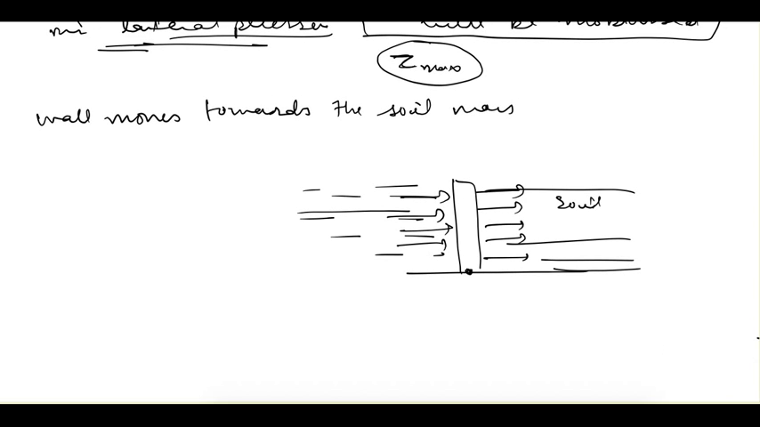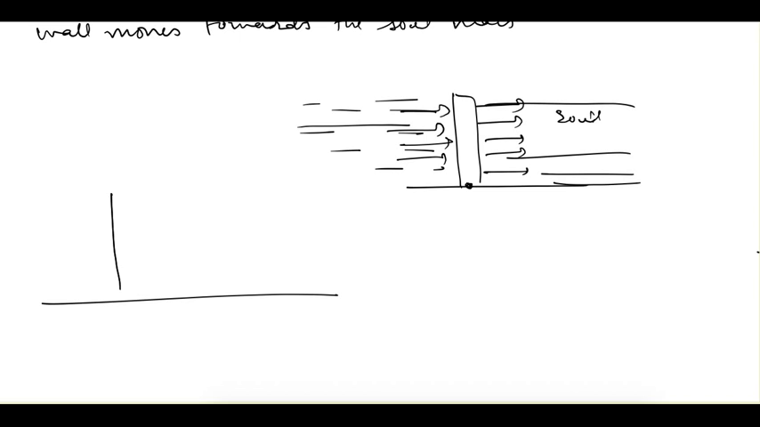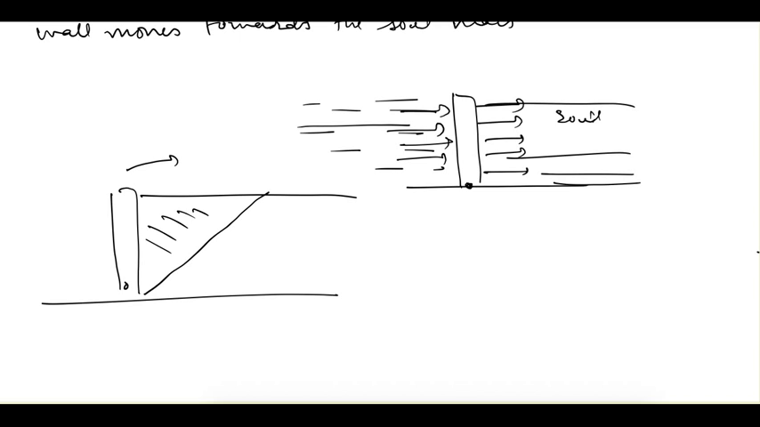So what happens in this case, this is the wall. When it tries to move towards the soil, again a shear plane develops in this soil. This mass of the soil is trying to move upward and outward. So this surface of the soil mass will show some shear resistance. The shear resistance is in the opposite direction of the movement, so the shear resistance now is in this direction.